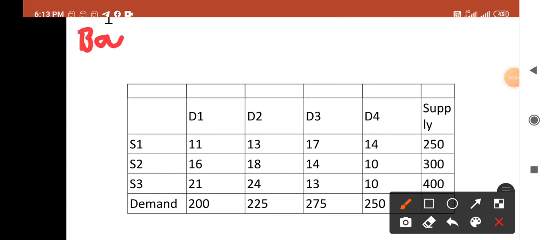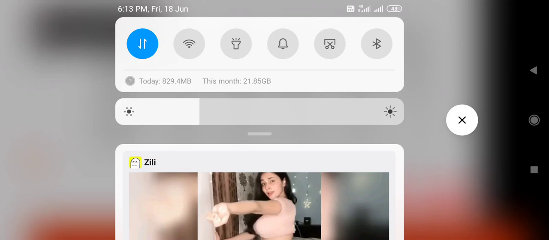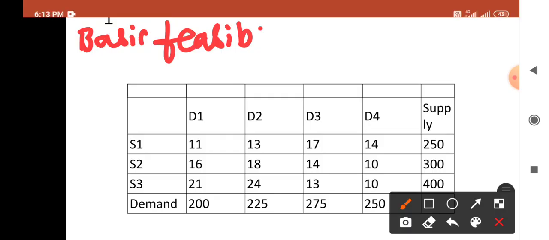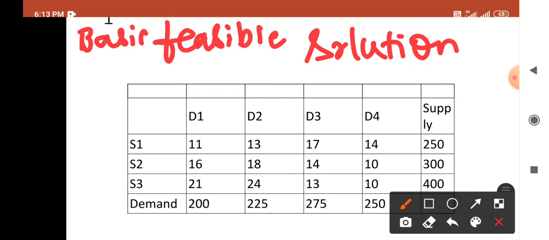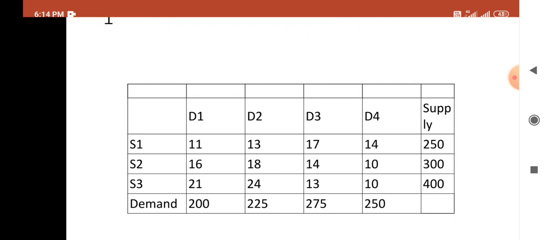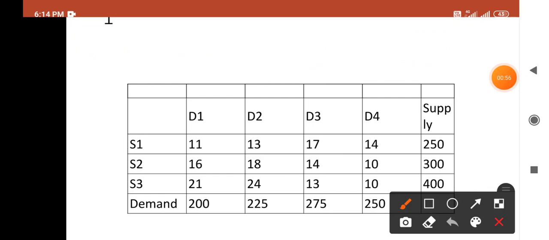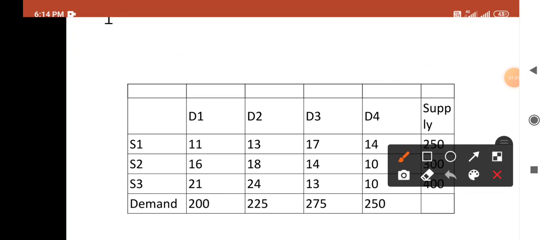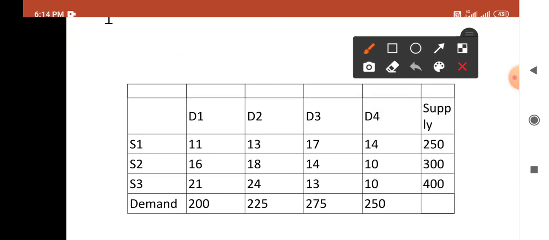using this northwest corner rule. So now, under the northwest corner rule, we are going to choose the northwest corner. Every time in the matrix, we are going to select the northwest corner cell.